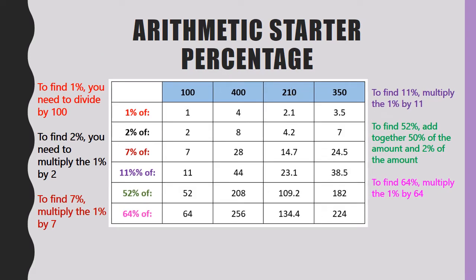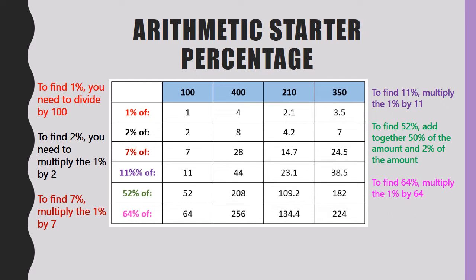Now let's go through the answers. So, to find 1%, we do 100 divided by 100, and that gives us 1. And it's the same all the way across. So 350 divided by 100 gives us 3.5. Now, to find 2% and 7%, we multiply the answers to 1% by 2 and then by 7.